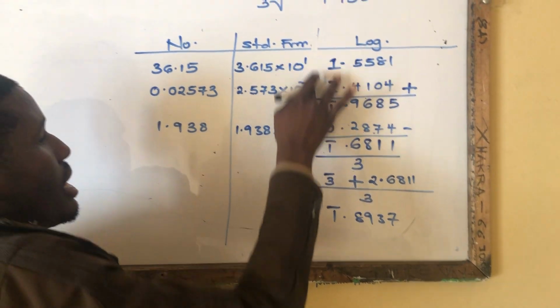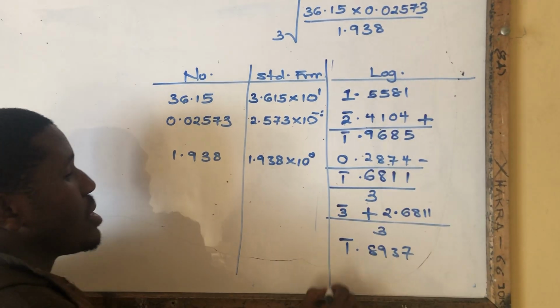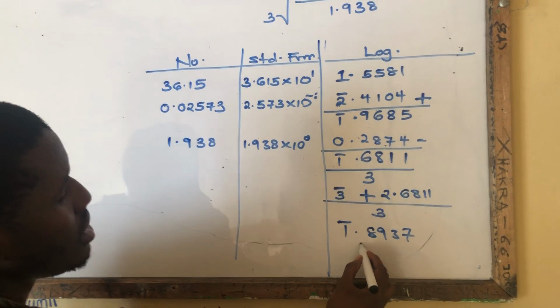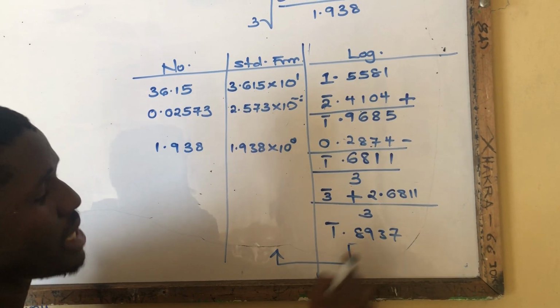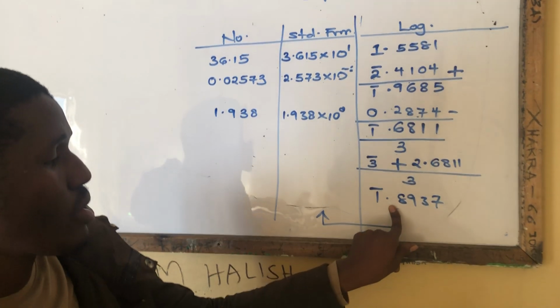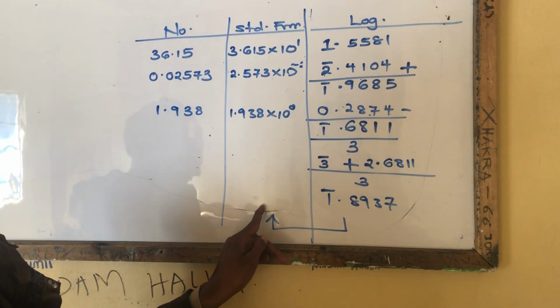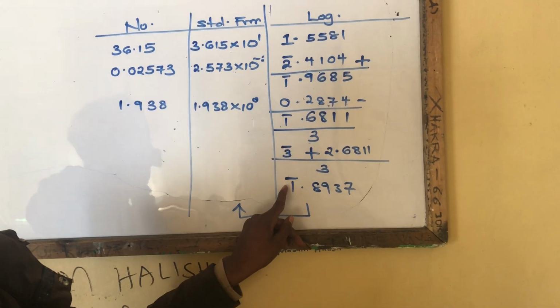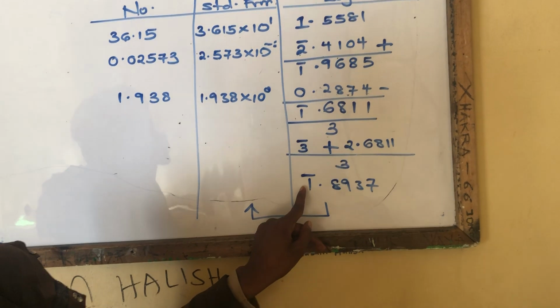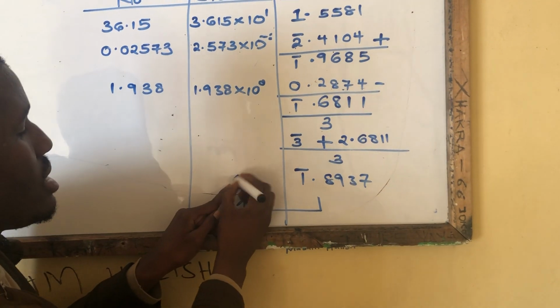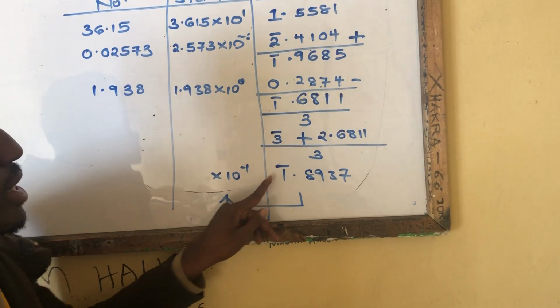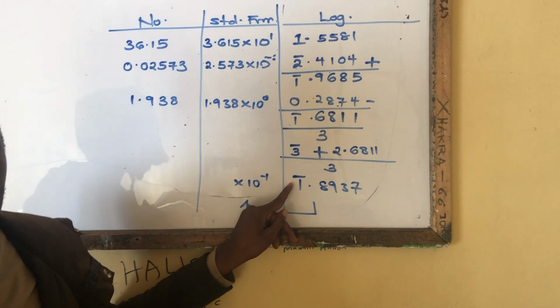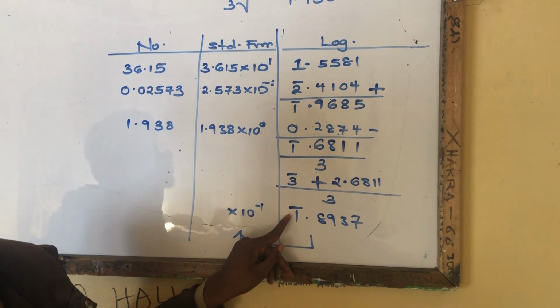Having cleared everything, the last step we'll be taking is to move back with this number. Take note, a journey backwards would mean that this -1 becomes a power of 10. So this will become 10 power -1. The -1 has moved to its rightful place.